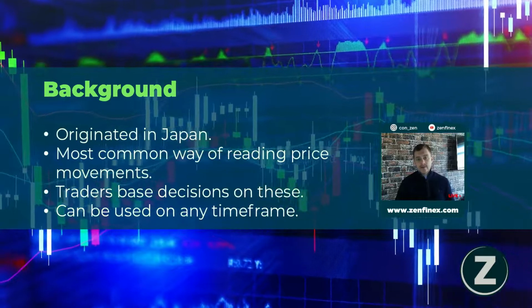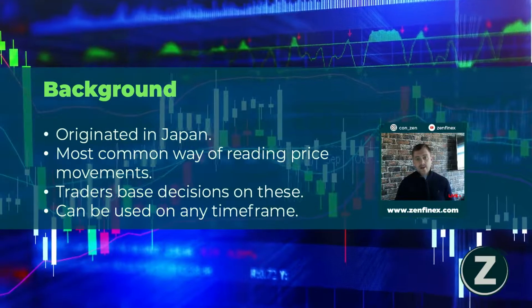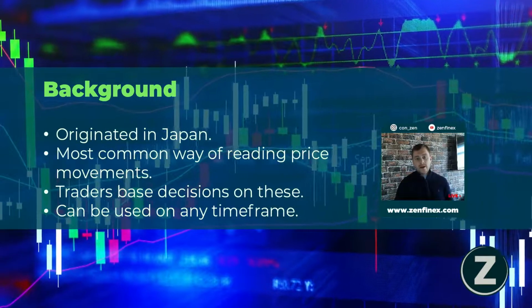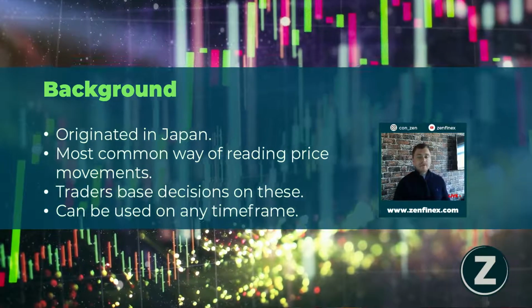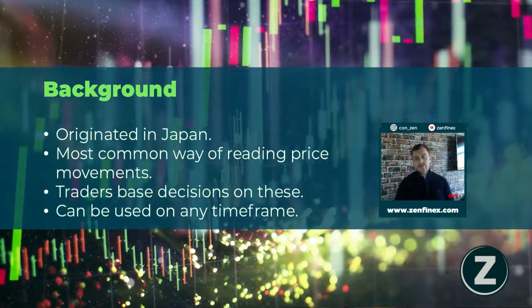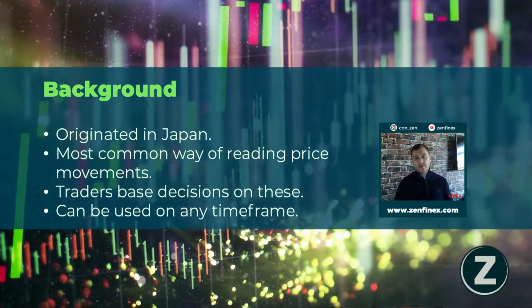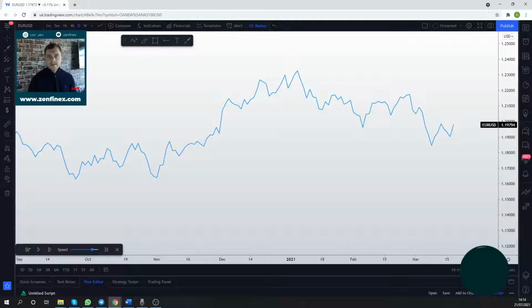Now, Japanese candlesticks can be used for any time frame, whether it be the 1 day, the 4 hour, the 1 hour, 30 minutes, whatever you like. Each candlestick is used to describe the price action during that given time frame. Okay, so let's have a look at the components in a little more detail.